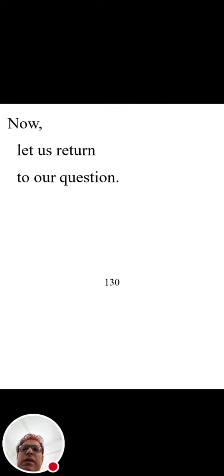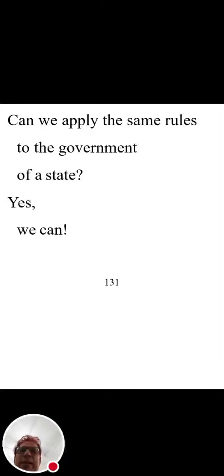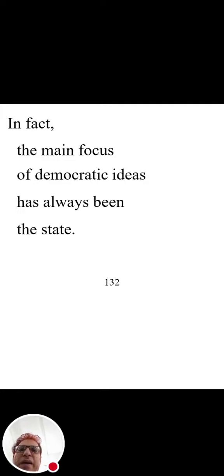Now let us return to our question. Can we apply the same rules to the government of a state? Dahl says yes, we can. Yes, we can apply these same rules, same criteria, to a state. In fact, the main focus of democratic ideas has always been the state.